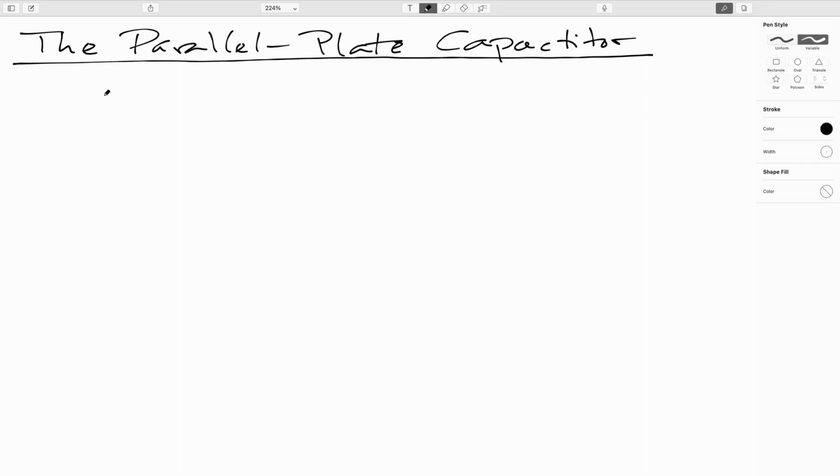Previously, we took a look at the electric field due to spherical charge distributions, and now we're going to transition to a special configuration that shows up a lot in electric circuits. It's known as a capacitor.